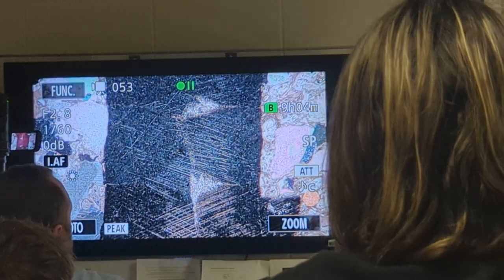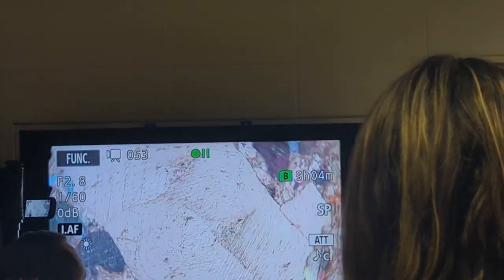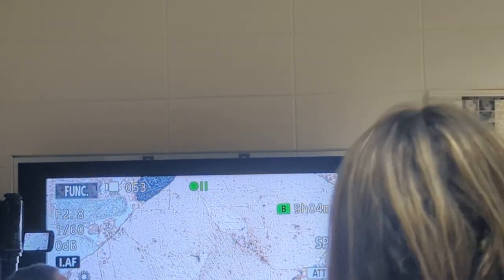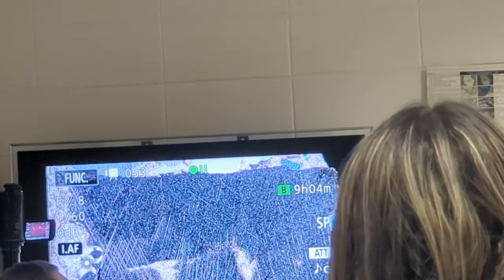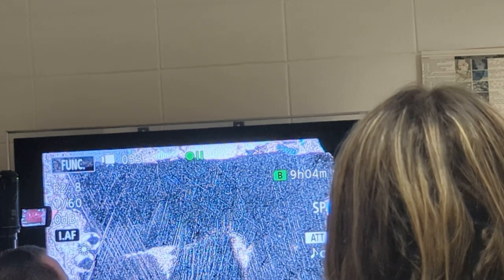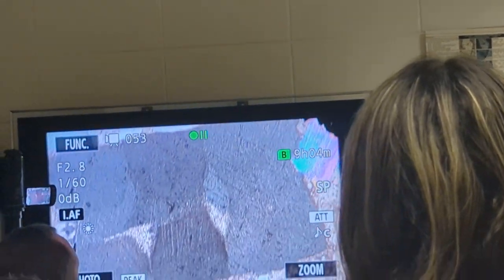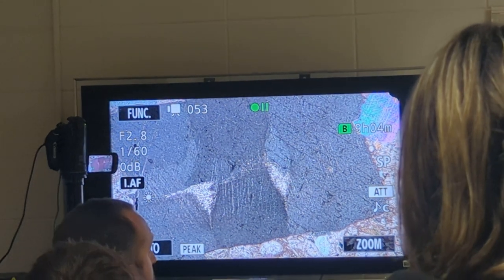Polars are crossed. Watch what happens when I rotate the stage. See how it goes extinct all at once? What does that mean, those who have had mineralogy? What happens when a mineral goes extinct all at once? Isotropic. Yep, so this is a single crystal. This is a fossil. So what fossils do you know that made their skeletal material out of single crystals of calcite?